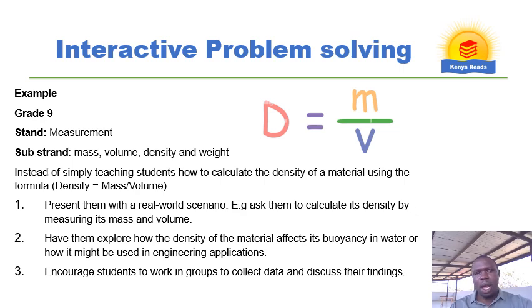I used an example of the ninth grade where we have a strand or a topic called measurements. And our teacher wants to teach about mass, volume, density, and weight. In the traditional methods, you just go to the blackboard or the whiteboard or whatever you're using, and you tell the learners density equals mass over volume, and then you give them questions and allow them to work on that. Then you give exercises.